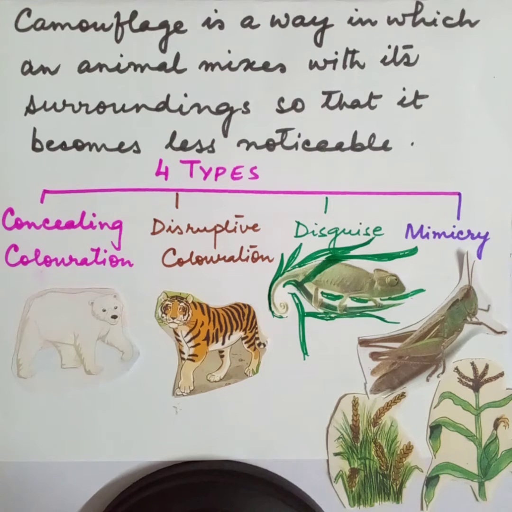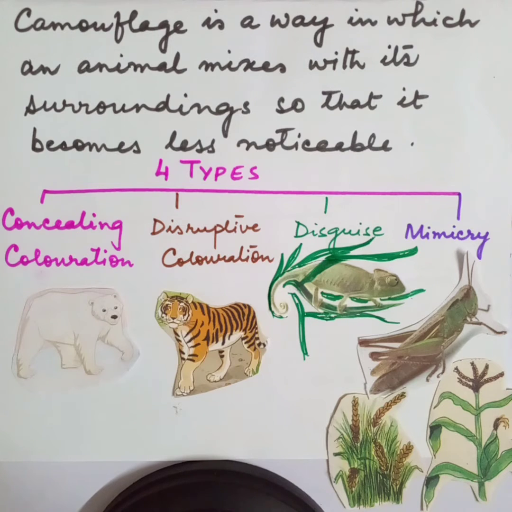Children, you could see that when I first showed you the picture, you could not make out the frog or the turtle in the surroundings. When it was enlarged, you could make out that there is a frog and a turtle. So, this kind of mixing up with the surrounding or concealing in the surrounding is called camouflage. Camouflage is a way in which an animal mixes with its surroundings so that it becomes less noticeable.